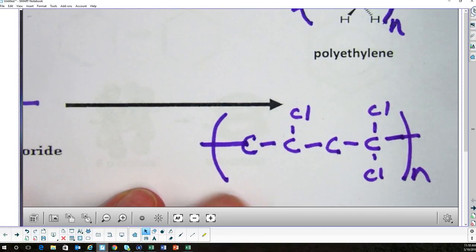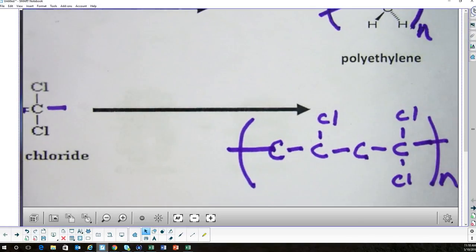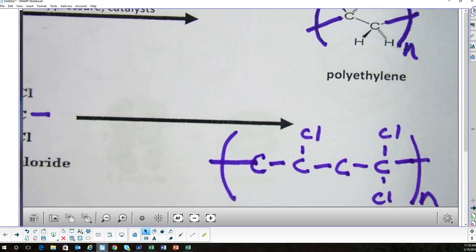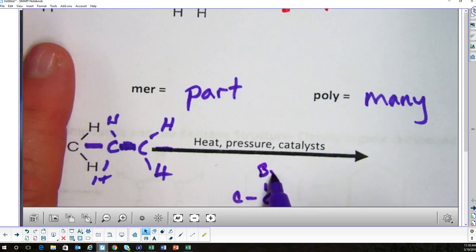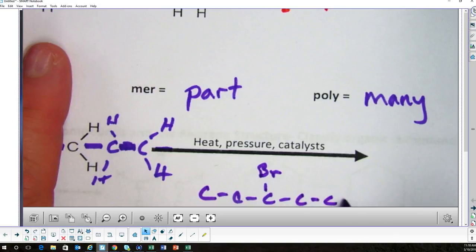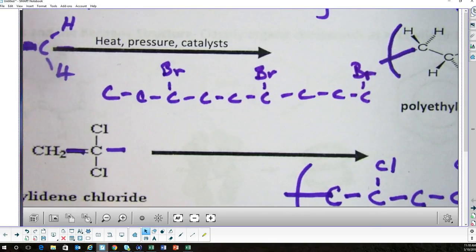So what she might give you on the test, instead of drawing it like this, she might say, here's two things and they're going to make a polymer. Show me what the polymer is going to be. That's what you would do here. But she can also give you something like this and say, what's the monomer of this substance? So how would I know? Well, what's repeating?